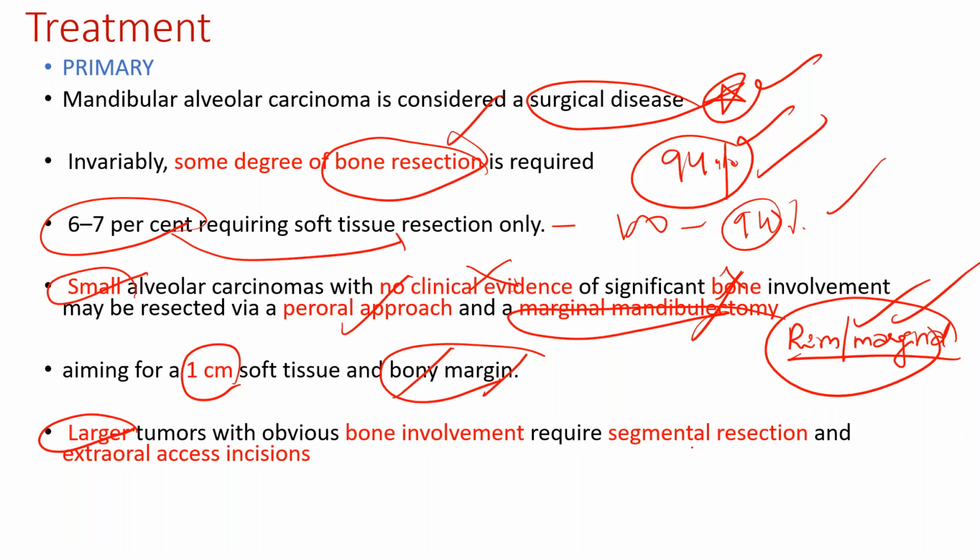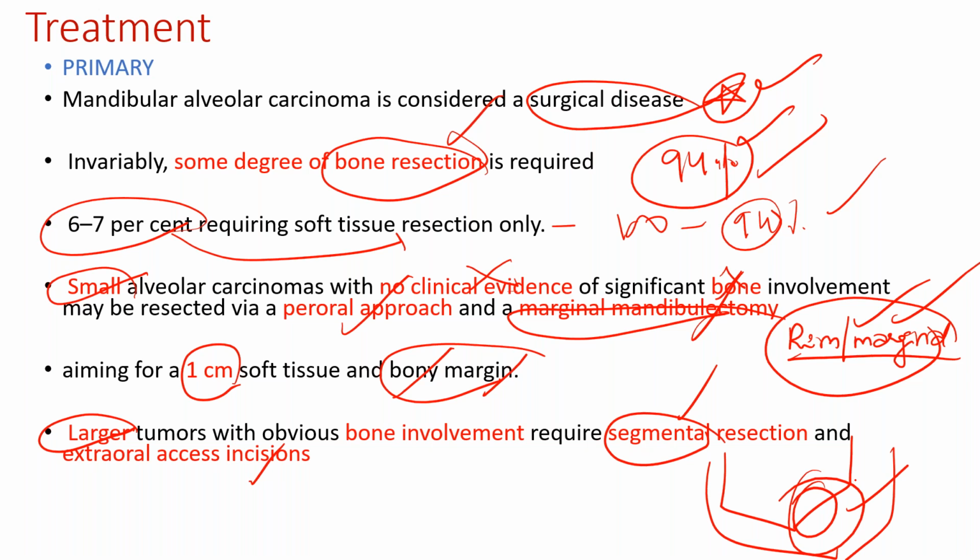Larger tumors require segmental resection. If a large tumor is there, you have to do a segmental resection with an extraoral access incision. You have to go extraorally; an outside incision you need to give for it.